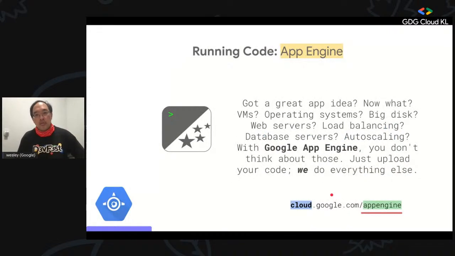I'll be spending some time showing you the next product, which is App Engine. So this is where it's not a VM. You have code, you want to run the code, you upload it to Google, and we take care of everything else for you. So you've got an app, you built it, now you want it to run globally around the world. That's what App Engine is for.